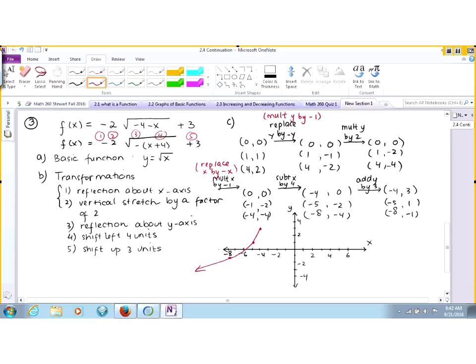Okay, so this is your function. Why does it look weird? It doesn't look like a square root function at all, right? Because you reflected. First of all, you reflected about the y-axis, and reflected about the x-axis. That's why it looks like this. Yeah. Okay. Good. Are we okay so far? Yes? Okay.